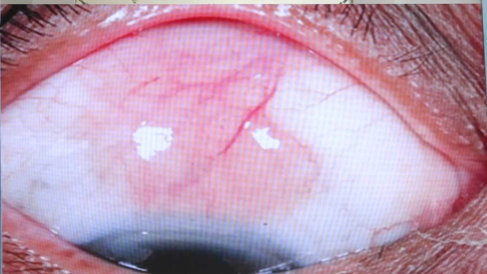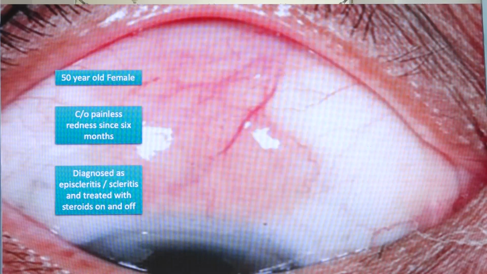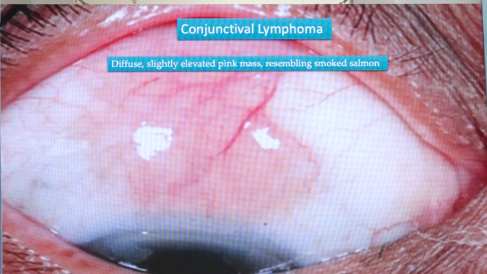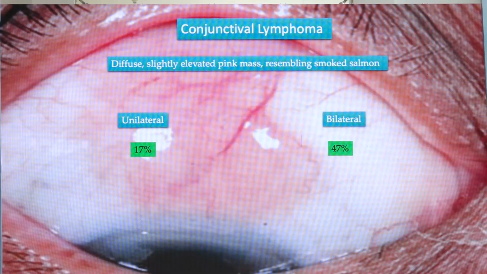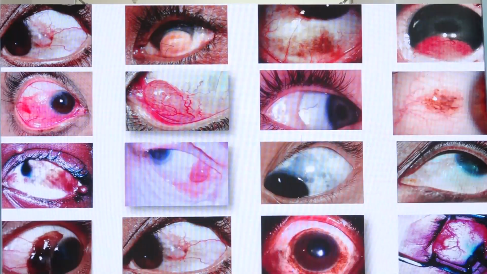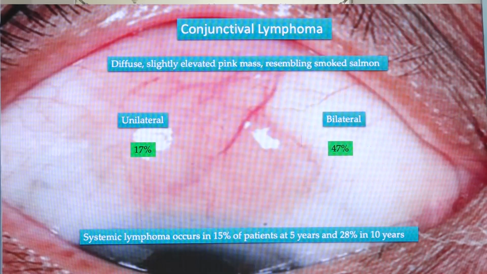And the third ugly lesion, just to give you a brief history again, a 50-year-old female comes with this kind of a pinkish mass which is not resolving, no pain, not fitting into a picture of scleritis. What you are looking at is a diffuse, slightly elevated pinkish mass, which could be a conjunctival lymphoma. It could be unilateral, it could be bilateral, and there are high chances that this gets converted into a systemic lymphoma. So you need to be very careful with such lesions. So these 3 ugly lesions you should be very aware of: melanoma, OSSN and lymphoma. Rest, most of you can manage at your level.